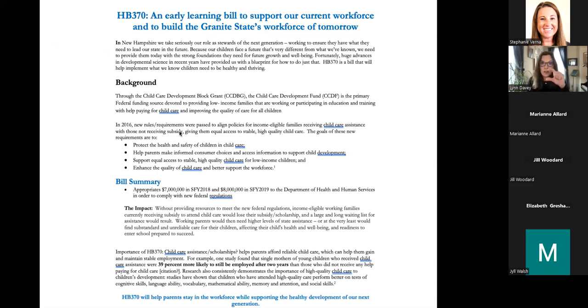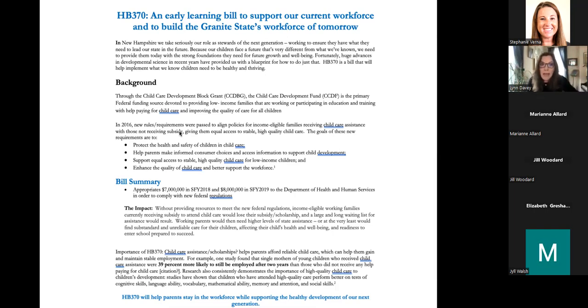Then they have just a vision summary, right? We talked last time about starting our communications with values. In New Hampshire, we take seriously our role as stewards of the next generation. That's a big tent, building a big tent with a vision value statement.